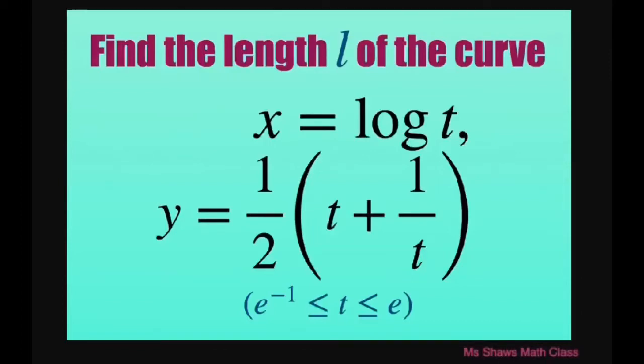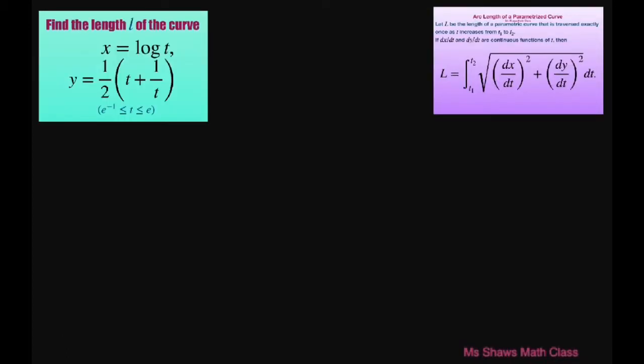Hi everyone, we're going to find the length of the curve for x equals log of t and y equals 1/2 times the quantity t plus 1 divided by t over the interval 1 divided by e to e. So we're going to use this formula for arc length for our parametric equations.